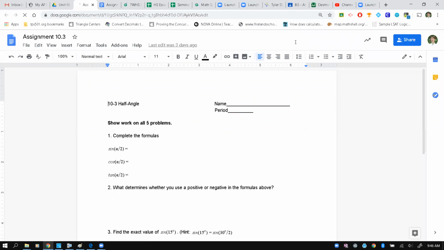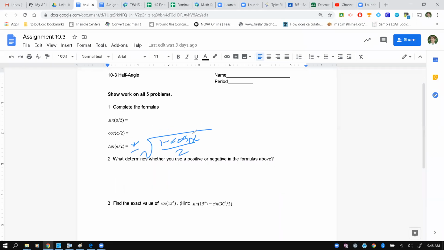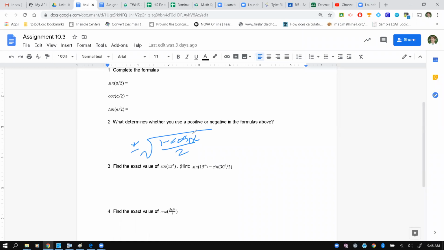Okay, so for this one, we're going to use this first formula where the sine of alpha over 2 is equal to the plus or minus square root of 1 minus cosine alpha over 2. So the idea here for number 3, hi Lincoln, is what we can say is the sine of 15 degrees is the same thing as the sine of 30 degrees over 2. The reason why we do this little conversion here is because then it matches this form, where alpha is 30.